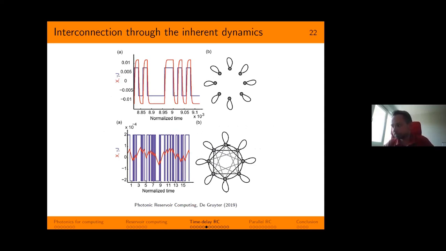The second idea to introduce interconnection in the system is to use the temporal dynamics of the nonlinear element. And we can do that by injecting the inputs faster than the response time of the nonlinear element to keep it constantly in the transient state.